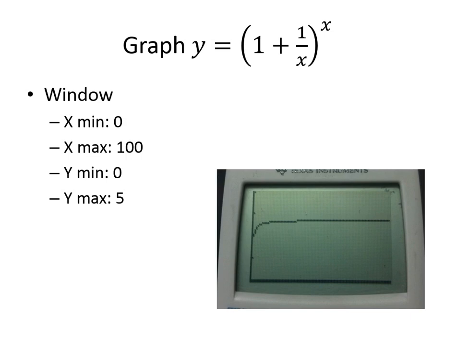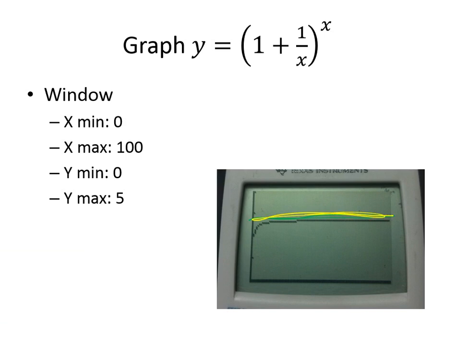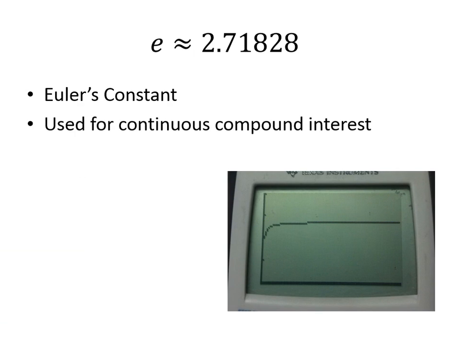Okay. And as we see, it looks like we're topping out someplace. Okay, we're kind of hitting a roof on this account. And this number where we're hitting our top is called Euler's constant. And it's used in something called continuous compounded interest.